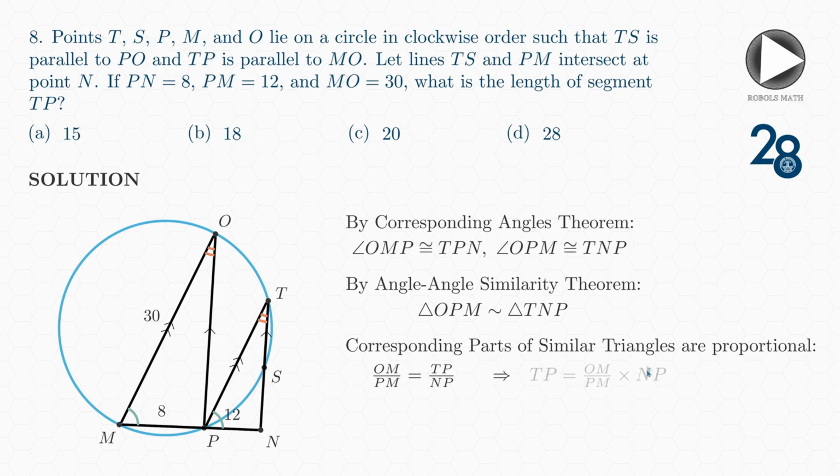So if we solve for TP, we have TP equals OM over PM times NP. So you just multiply both sides by NP. And then you substitute the values. OM is 30, PM equals 12, and NP is 8. Multiply that and simplify to get that TP measures 20. So the answer here is 20.